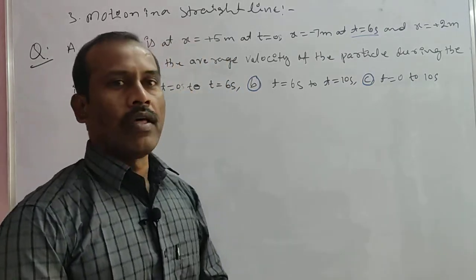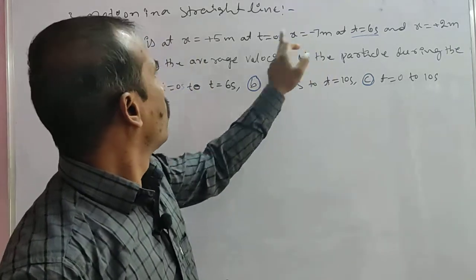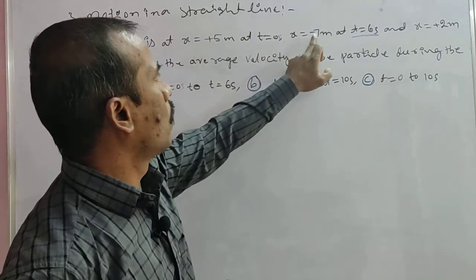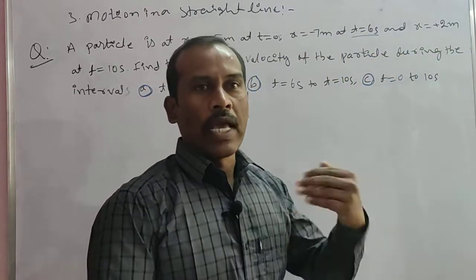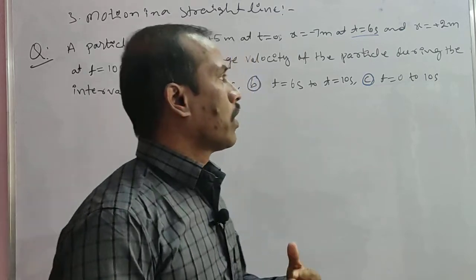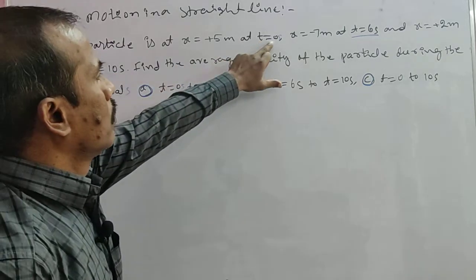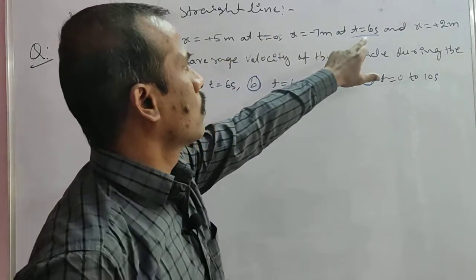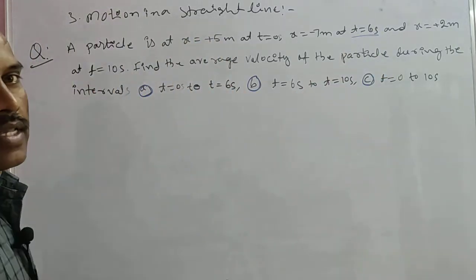Now first of all, the displacements of the particle. Here x = 5 meters, x = −7 meters, x = 2 meters. These are x1, x2, x3. Next, the time intervals: t1 = 0 seconds, t2 = 6 seconds, and t3 = 10 seconds.